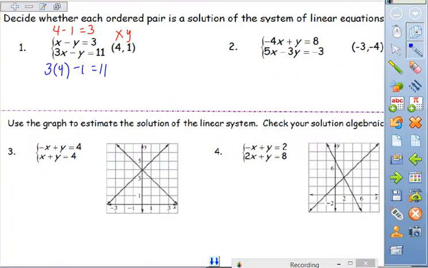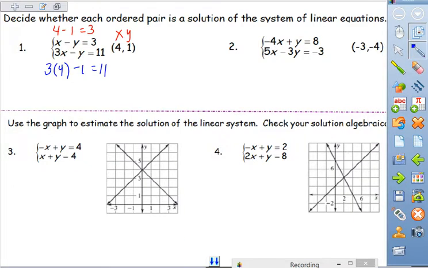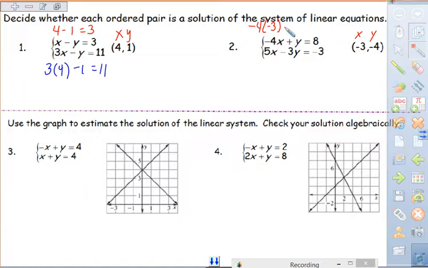Question number 2. We're doing the same thing. Top equation, plugging in negative 3 for x, negative 4 for y. So we have negative 4 times negative 3 is positive 12. Positive 12 minus 4 is 8.